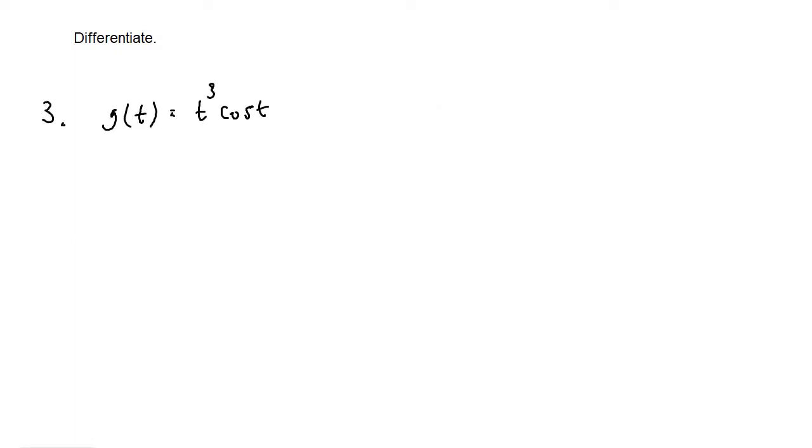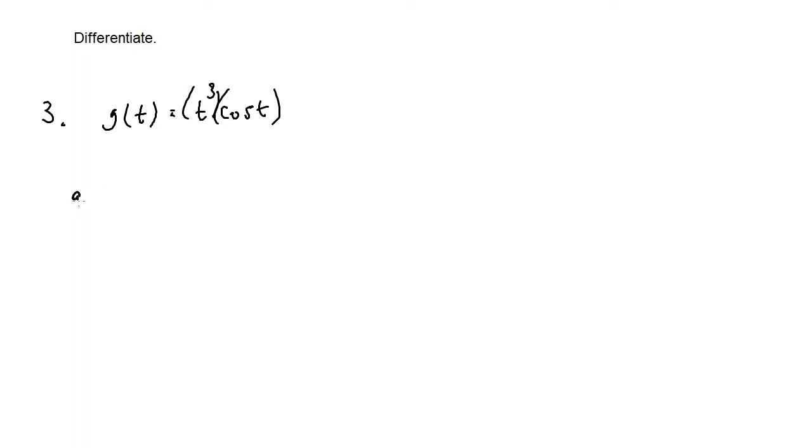Now for number 3, we have g of t equals t cubed times cosine of t. Now instead of x, we have the t variable, and that's completely fine because we can treat it the exact same way as we did with the x variable. But this time we're going to derive with respect to t. So we do have two functions being multiplied by each other, t cubed and cosine t, so we do have to use the product rule.